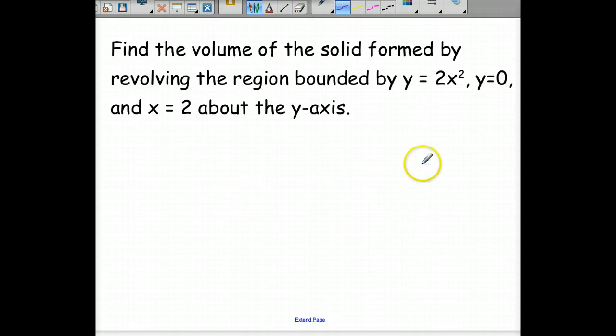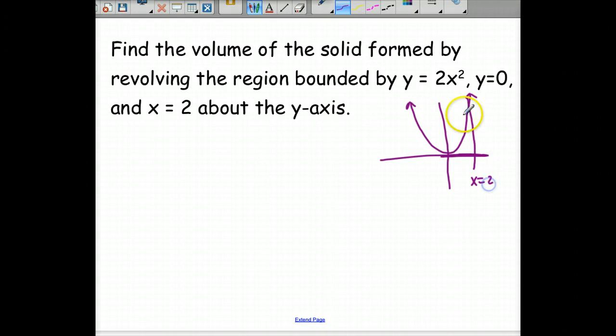Find the volume of the solid formed by revolving the region y equals 2x squared. So it's a steep parabola. Y equals 0, which is this line, and x equals 2, which is this line. So what's my intersection point? I know this one's 0, 0. If you plug a 2 in there, you get 8, so 2, 8. Revolving around the y-axis. So our rectangle is going to be this way. So outer radius is going to be this distance, and inner radius is this distance.